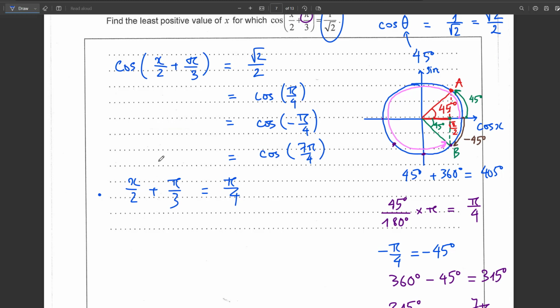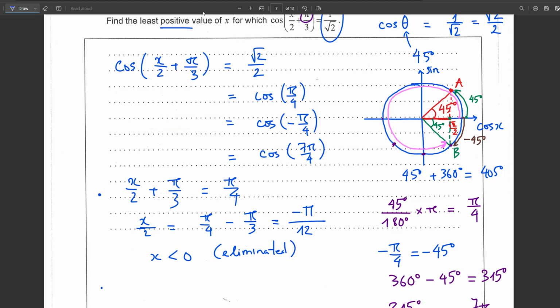Thì bây giờ mình sẽ solve for x. Đầu tiên mình trừ hai bên với pi over 3 để được x over 2. X over 2 sẽ bằng pi over 4 minus pi over 3. Pi trên 4 trừ đi pi trên 3. Common denominator sẽ là 12. 3/4 trừ đi 4/3, nó sẽ còn âm 1 pi over 12. Như vậy x sẽ là một negative value. Và cái đề bài bảo là x phải là positive, cho nên mình sẽ không chọn nó, mình sẽ eliminate it, tại vì nó là negative.